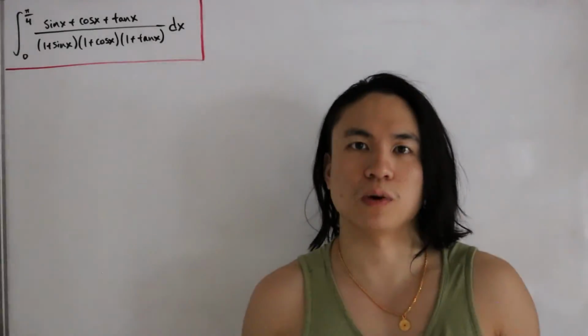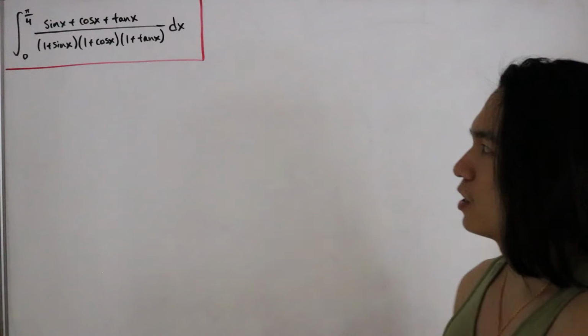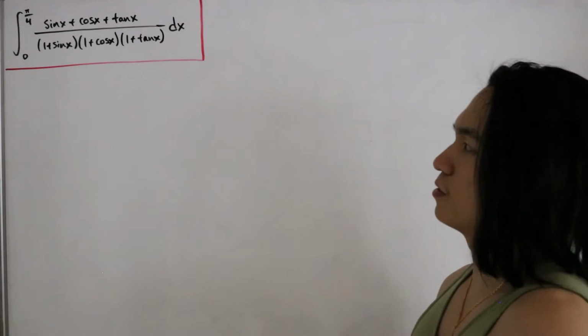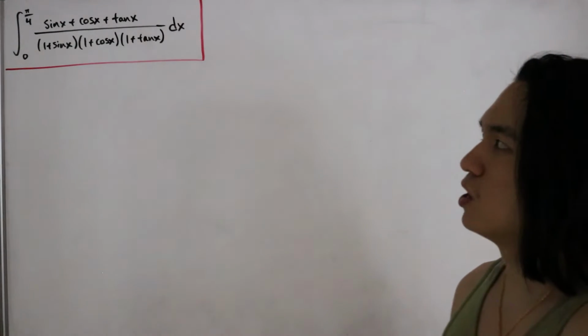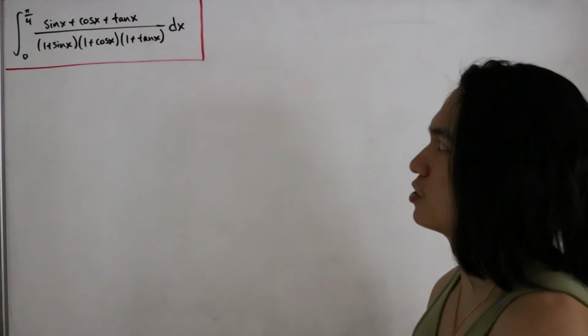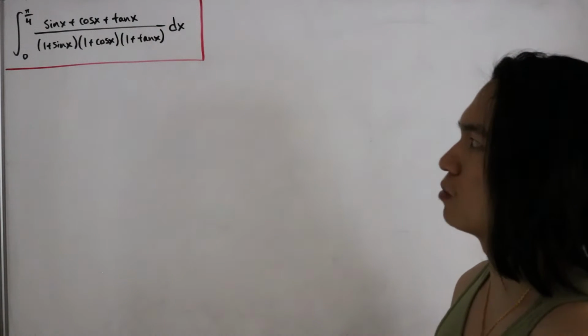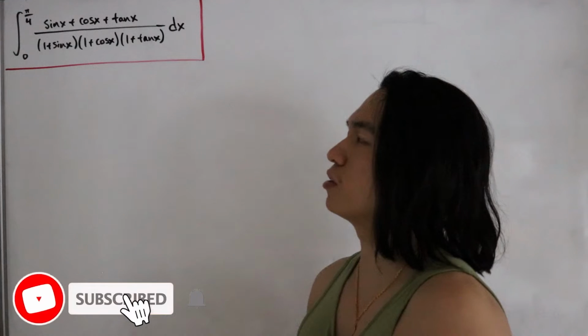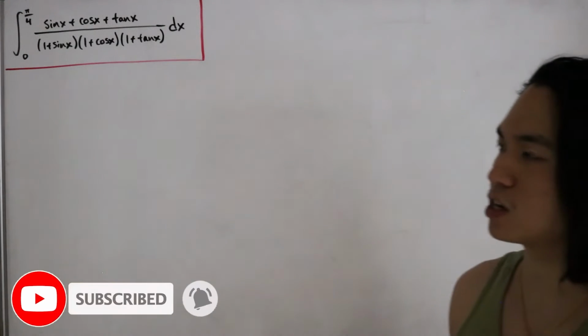Okay, so welcome back to another video. Here's a cool trigonometric integral we want to calculate. So we have the integral from 0 to pi over 4 of (sine of x plus cosine of x plus tangent of x), all divided by (1 plus sine of x) multiplied by (1 plus cosine of x) multiplied by (1 plus tangent x), then dx.